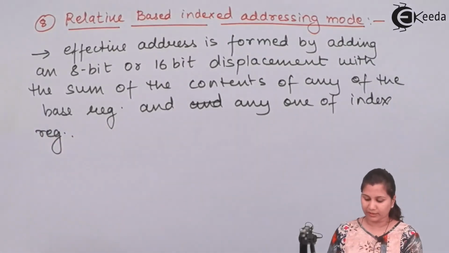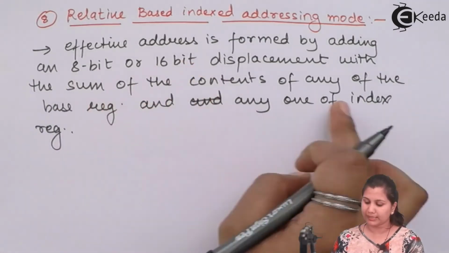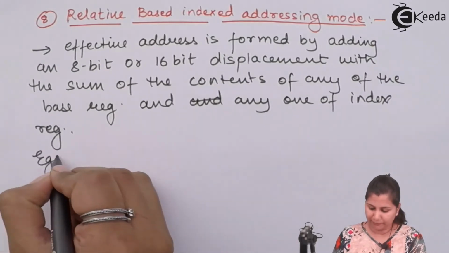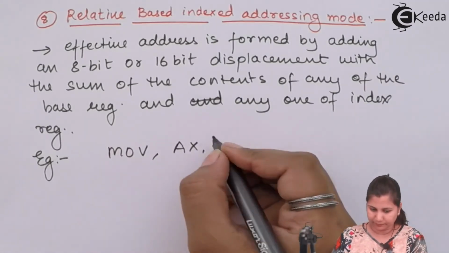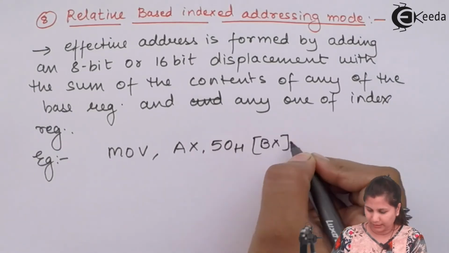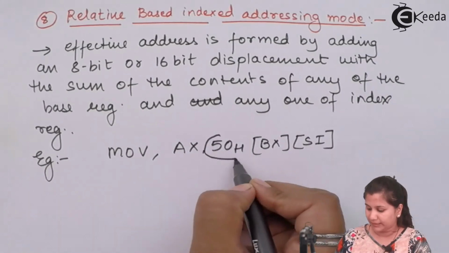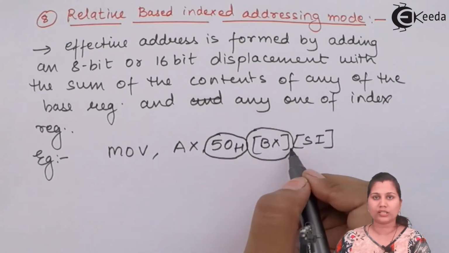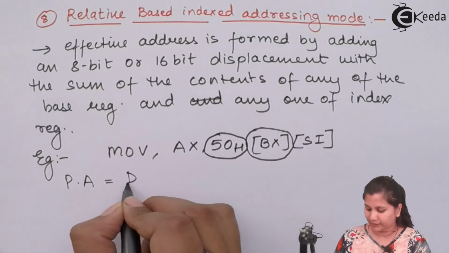So effective address will be equal to the 8-bit or the 16-bit displacement plus the base register and the index register. If we take an example, we have MOV AX, 50H[BX][SI]. Here we have this 8-bit displacement plus the base register plus the source index. So physical address will be equal to either of these segments.